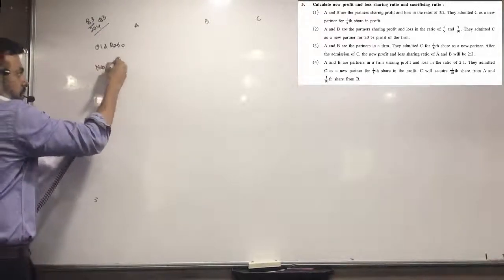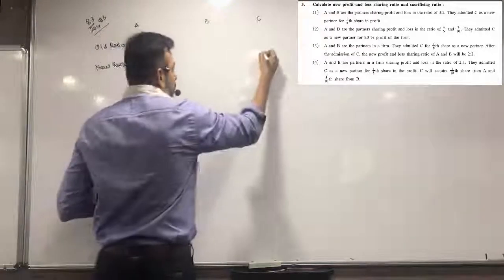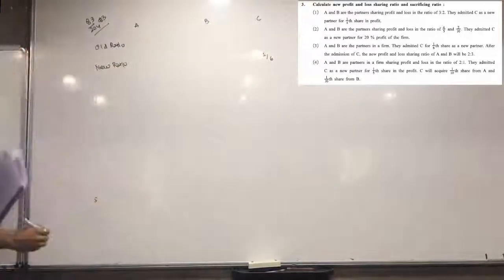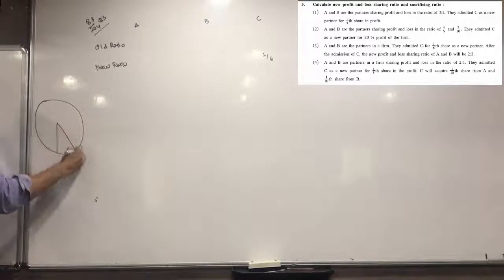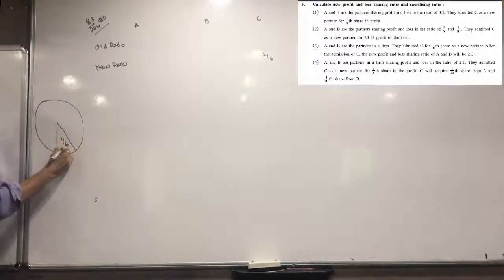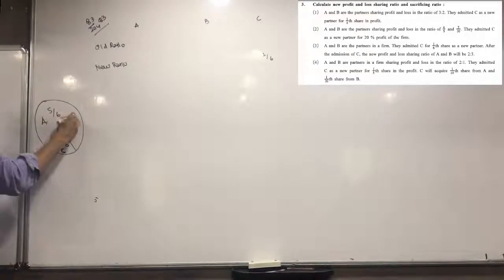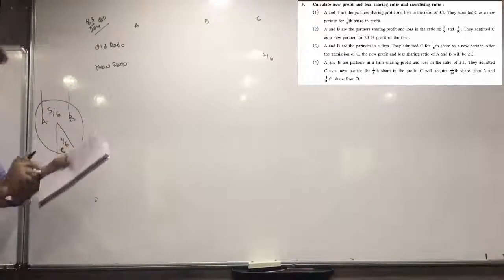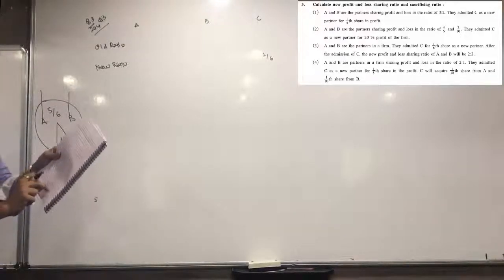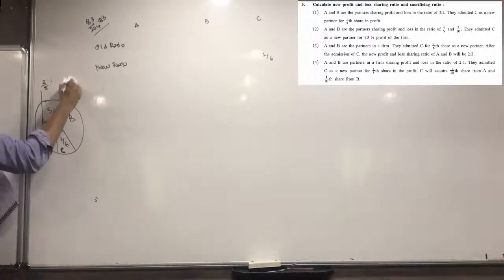Now, in the new ratio, how much does C get? 1 by 6. Now, pay attention. 1 by 6 portion goes to C. So what is left? 5 by 6. This should go to A and B. Now in what ratio? It is given over here. The new profit loss sharing ratio of A and B will be 2 is to 3. So 2 by 5 and 3 by 5.